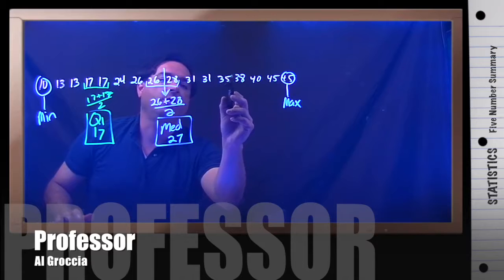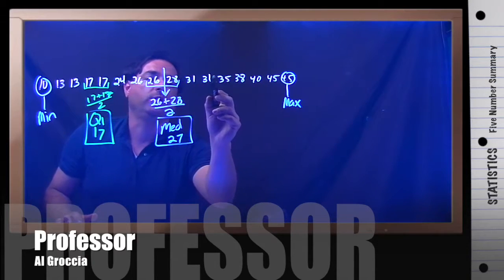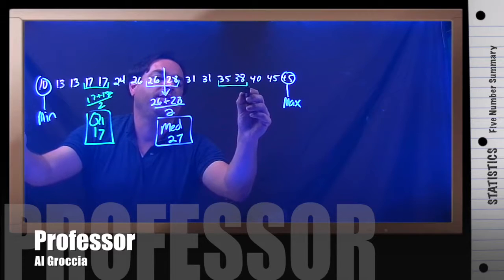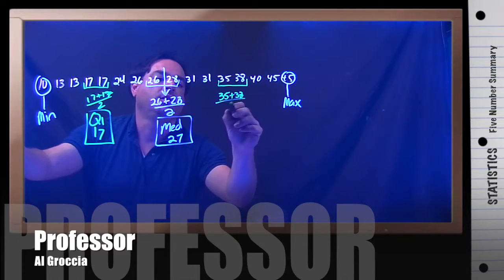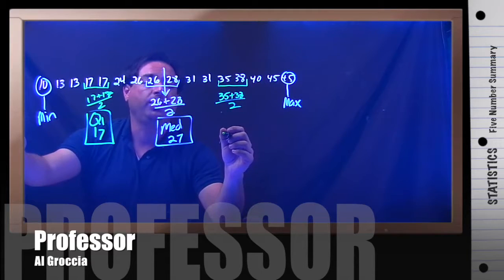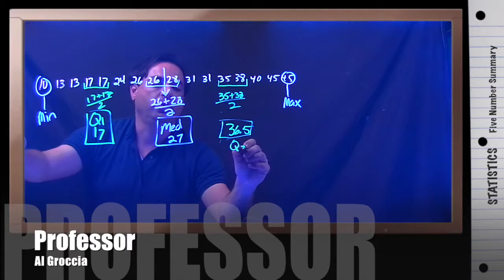Same thing on the other side. 1, 2, 3, 4, 5, 6, 7, 8. So between the 4th and the 5th, 1, 2, 3, 4, between 35 and 38. Now this one we may want to work out a little bit. 35 plus 38 divided by 2 is 36.5. That would be our Q3.